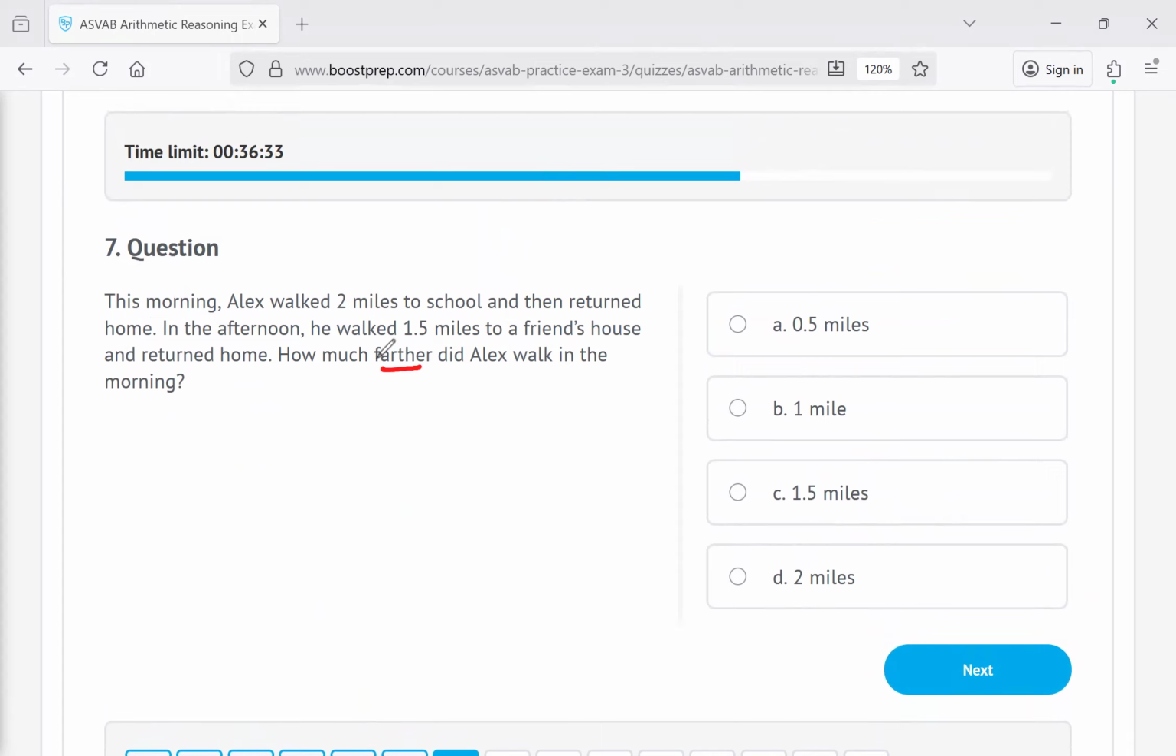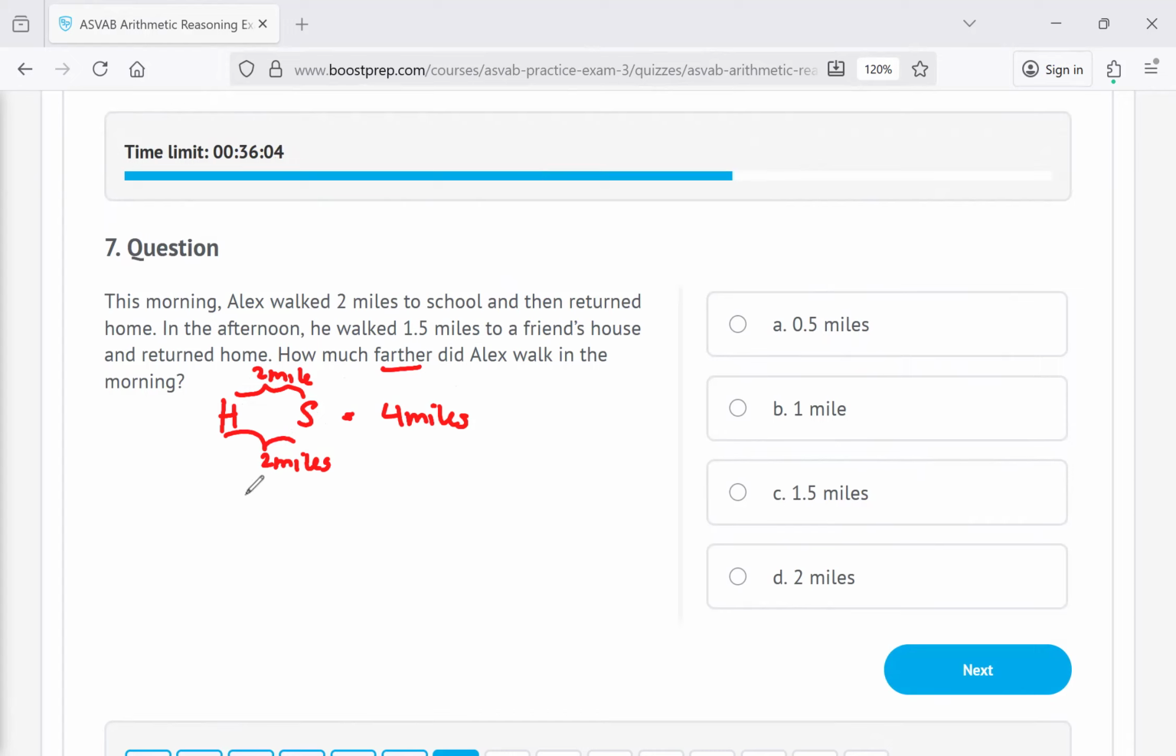I mean, not an image, but so from his home to school, it was a total distance of 2 miles. But then he returned home, so that's also another 2 miles. So the total from house to school, from school to house, it's going to be 4 miles, right?